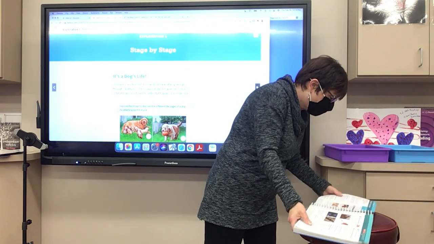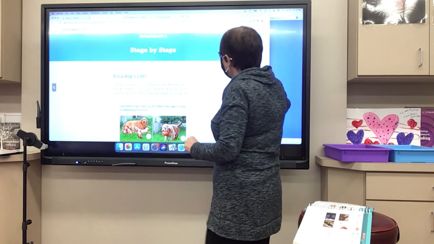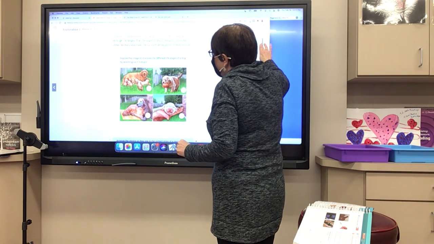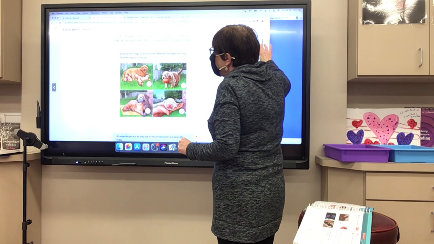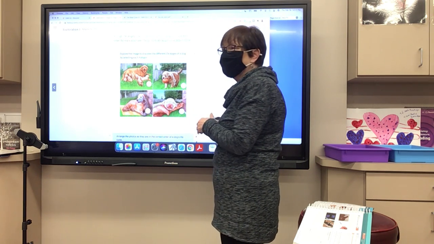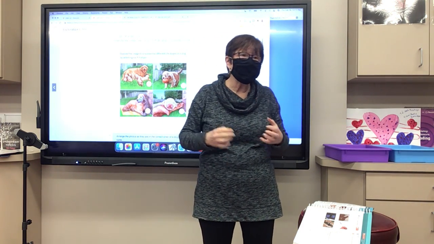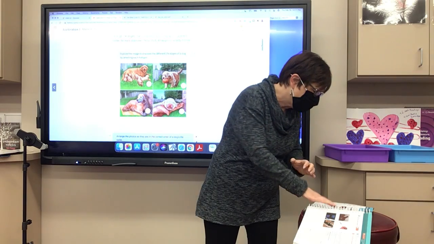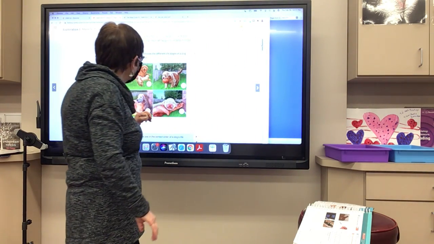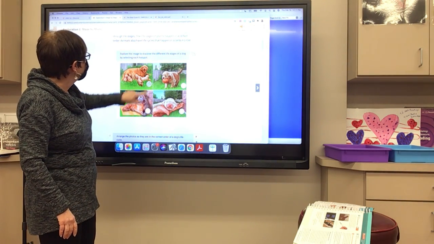So, let's look. I'm going to scroll down a little bit and try not to go too crazy here. And it says, explore the image to discover the different stages of a dog by selecting each hot spot. So let's look at the different stages in a dog's life. Okay? So here's what we have. We have got right here.